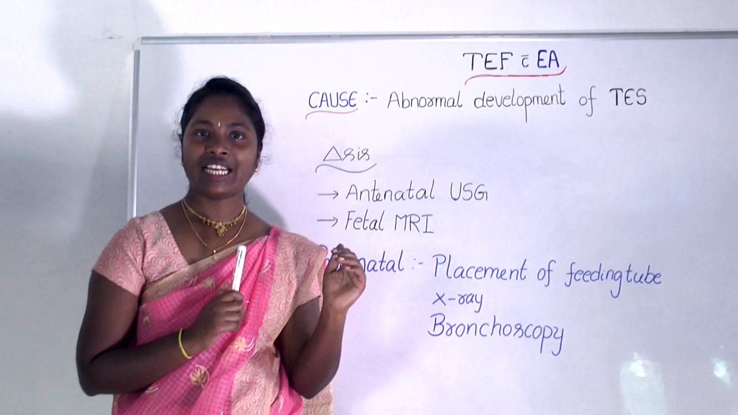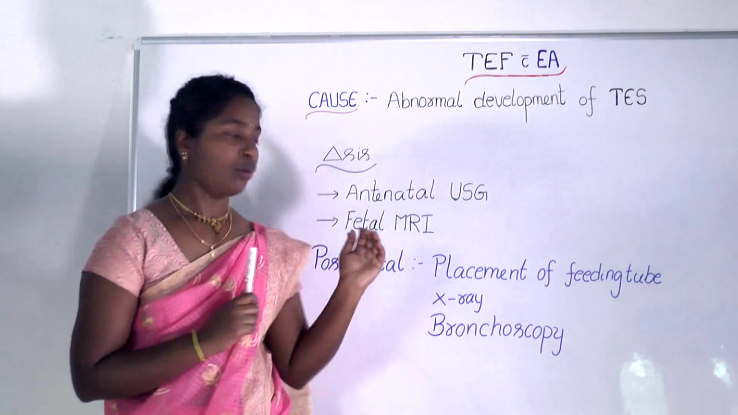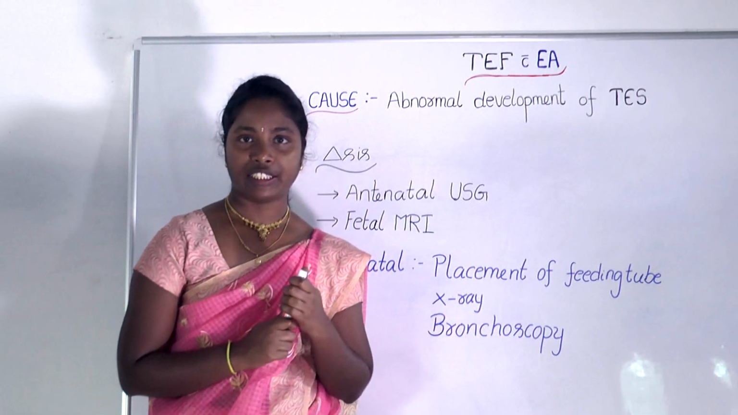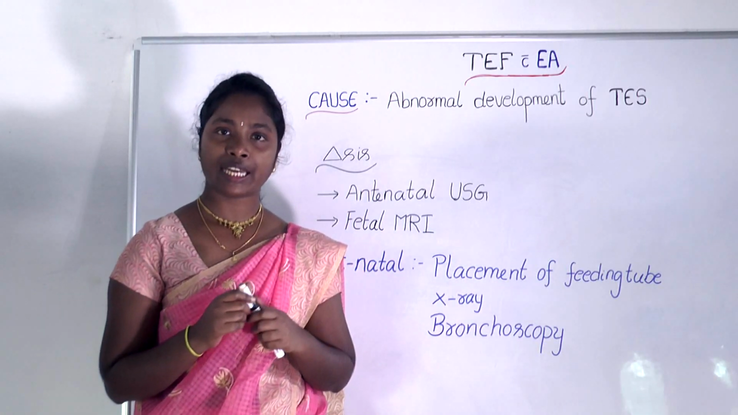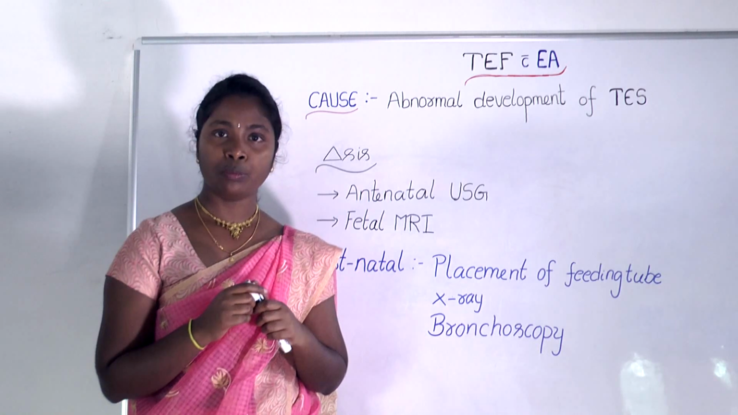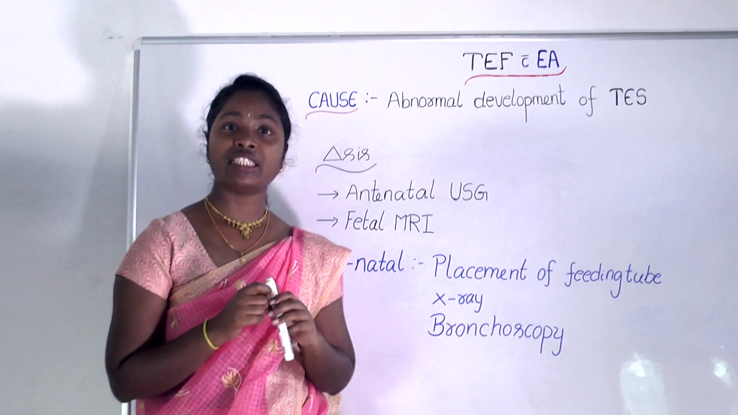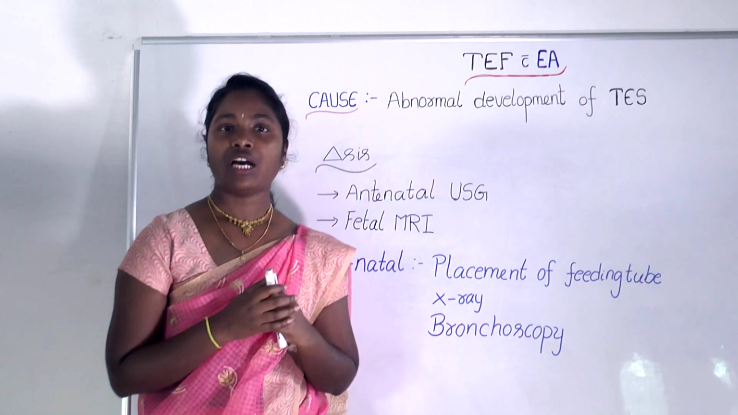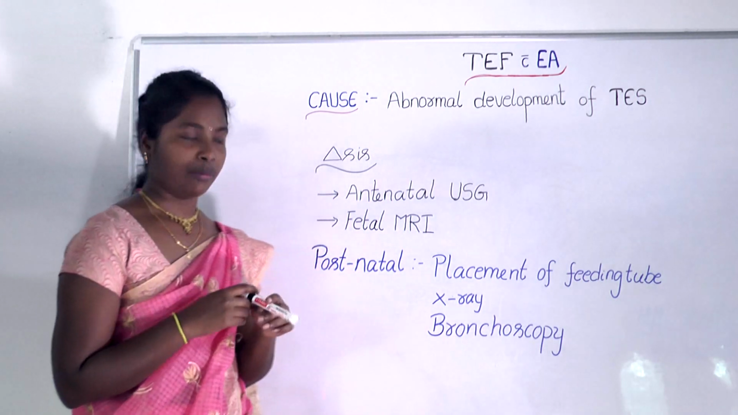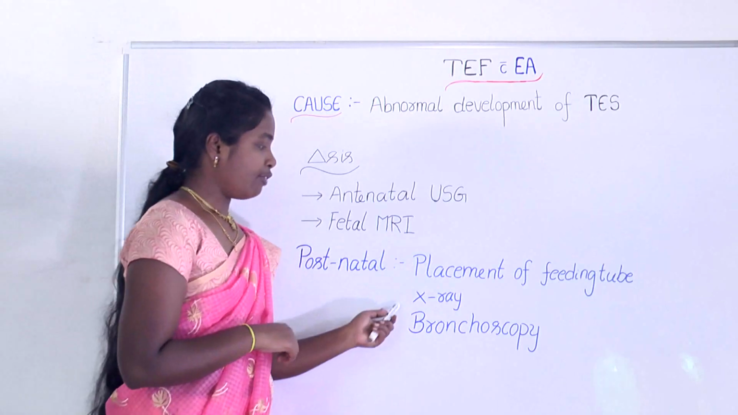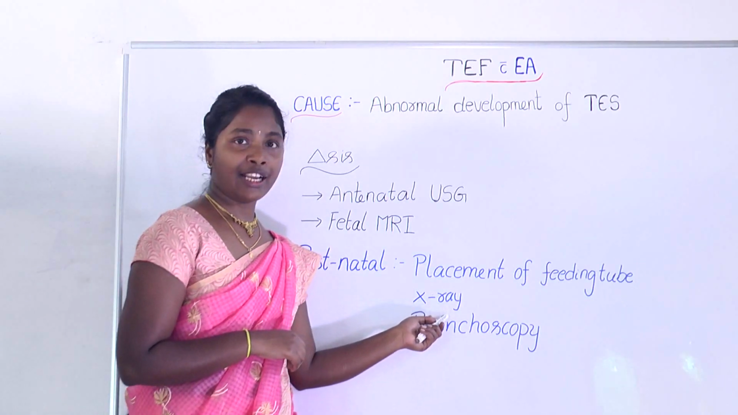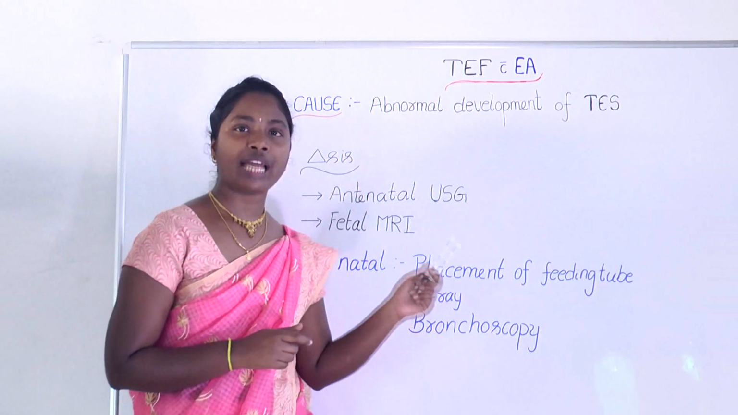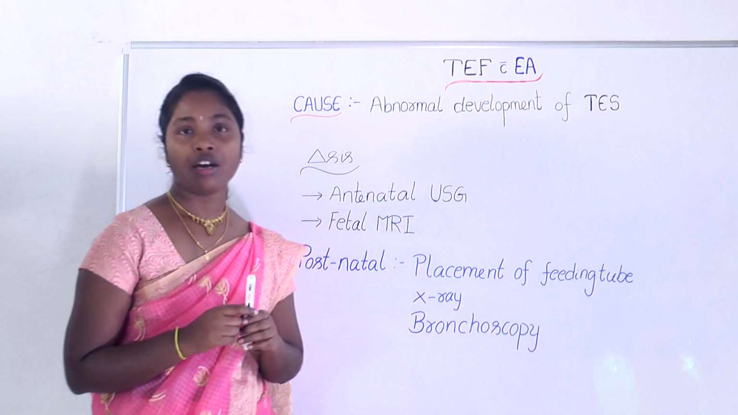And this condition is diagnosed postnatally with the help of NG tube insertion. Whenever health professionals try to insert an NG tube, they will automatically face resistance due to the blind end of the upper esophageal segment. And then one more study, that is X-ray of the abdomen and trachea. It is mandatory to classify the type of atresia and fistula.